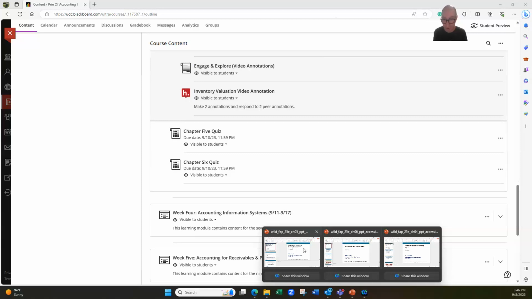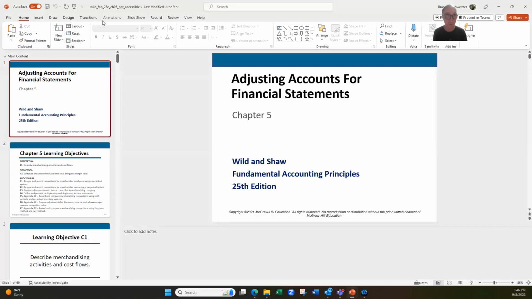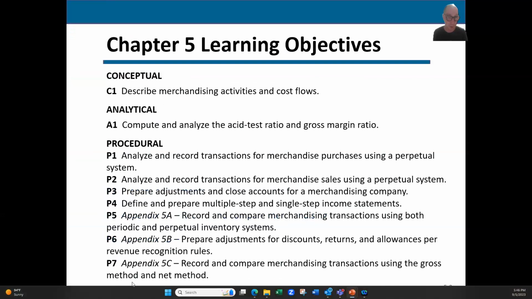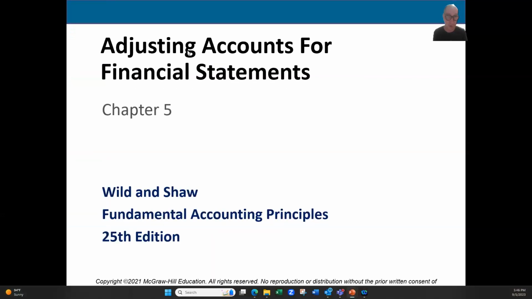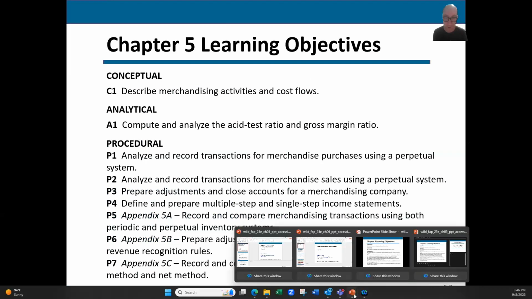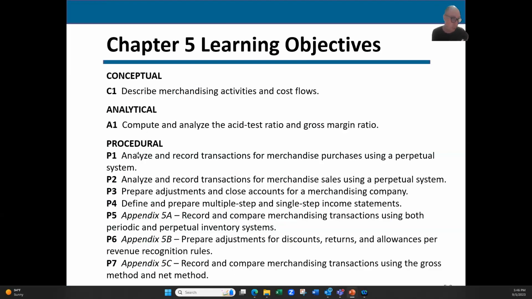Chapter 5. Did 4 last week. Chapter 5. Okay, so let's talk about completing the accounting cycle. This chapter is very, very similar to chapter 3 to some degree, because we learned about completing the accounting cycle in chapter 4. We talked about the adjusting entries in chapter 3.